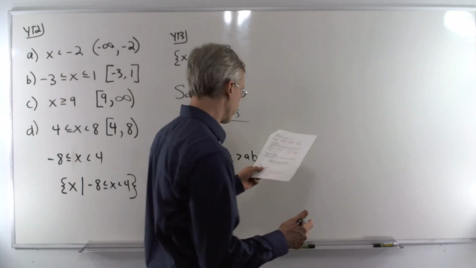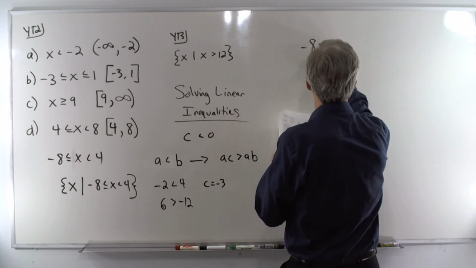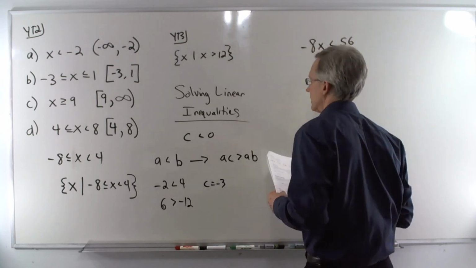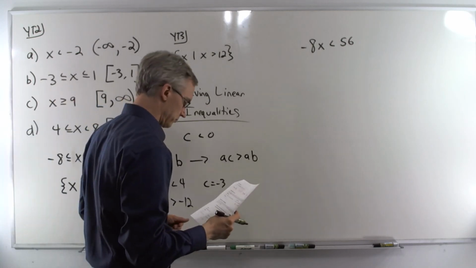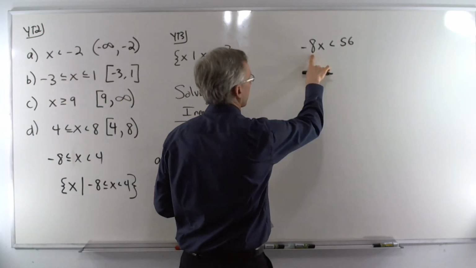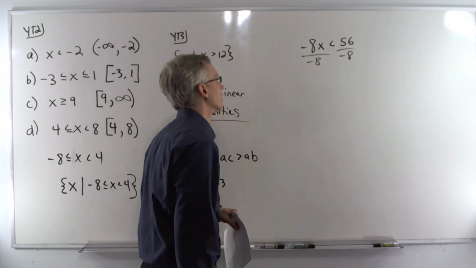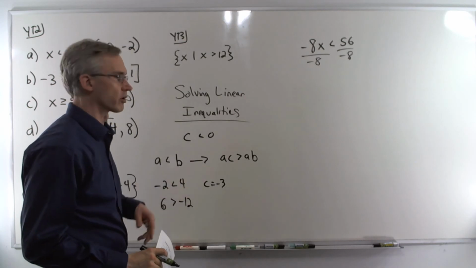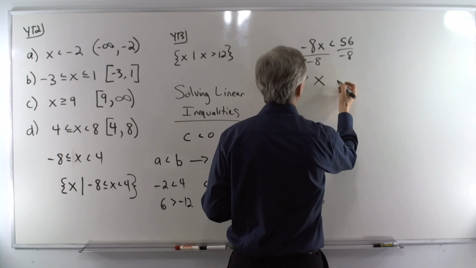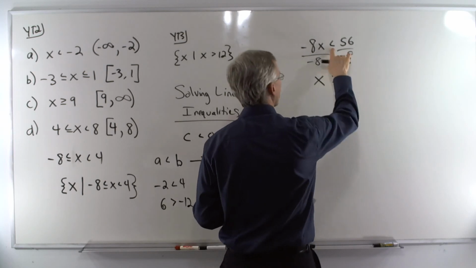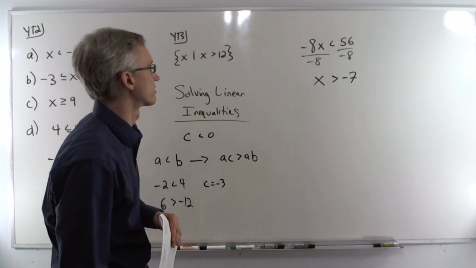All right, so we're going to solve the inequality -8x is less than 56. And when we solve these, we're going to express the answer in interval notation. The coefficient is negative, so we're going to divide both sides by negative 8. Remember, this property works with both multiplication and division. So that means we're going to have to switch the direction of the inequality symbol. That means x is greater than -7.